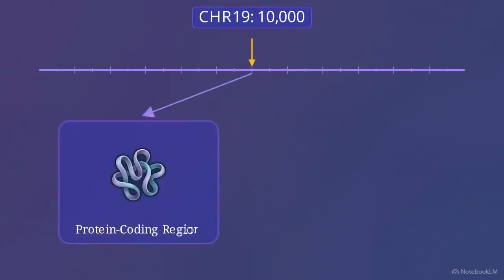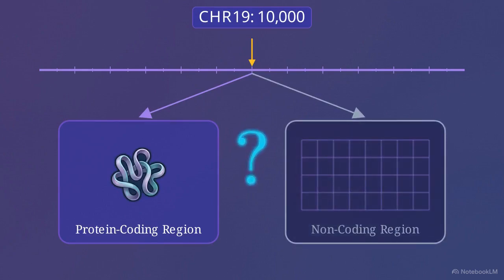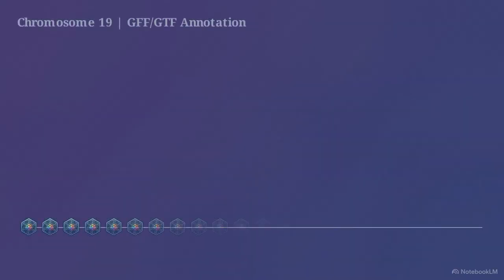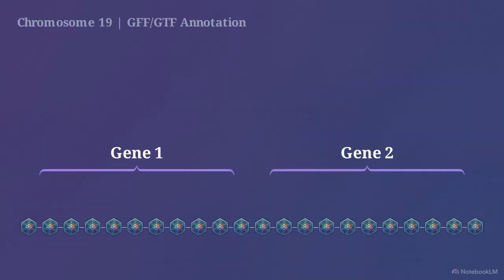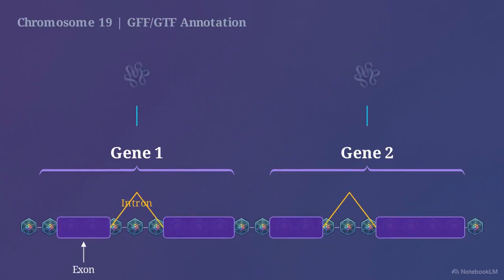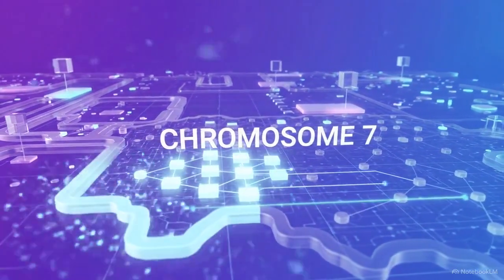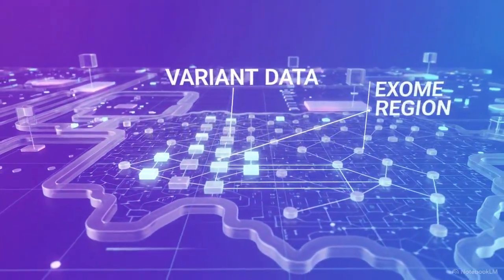But a numerical coordinate isn't enough on its own. Knowing a mutation is at position 10,000 on chromosome 19 is useless unless we know if that position falls inside a protein-coding gene or a non-coding region. This is where annotation formats like GFF and GTF come in. They act as the master maps of the genome's landscape. These files define the boundaries of biological features, marking where one gene ends and the next begins, and identifying the specific exons and introns within them. By combining these formats, we turn a list of random coordinates into a navigable map of human biology.